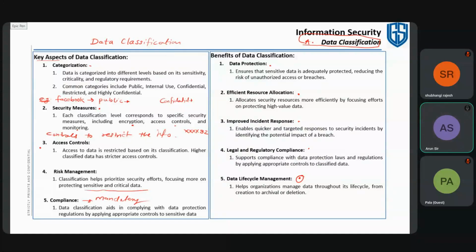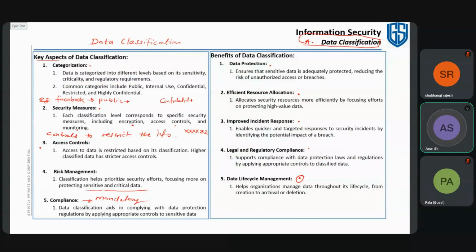Then the third thing is access control. Access control is part of providing the level of security, or hierarchy in the security, that determines who can access the data and based on what. So based on the classification, data restrictions can be made.